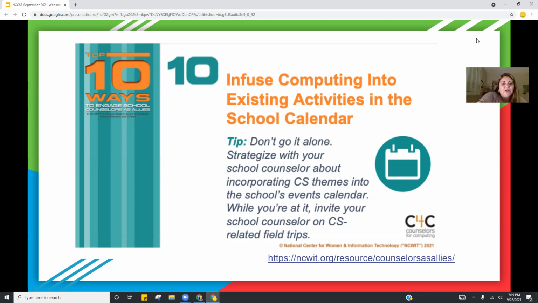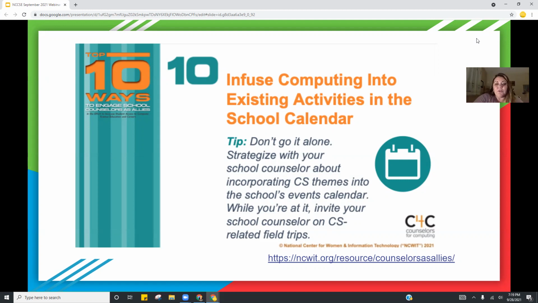It also says in here, work with your counselor on computer science related field trips. I talked about that earlier, but man, we love a good field trip. I miss them. I miss them very much. But I did link at the bottom here where this resource is. There are some other resources on NCWIT that can help you talk to parents. There's a top 10 list on how to engage parents. So feel free to peruse around.